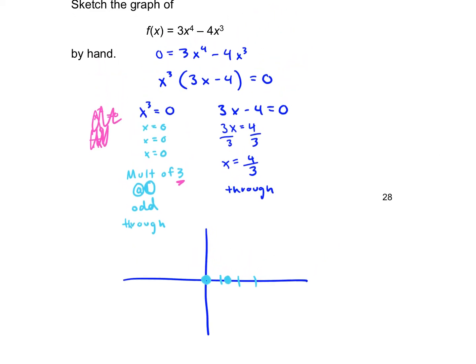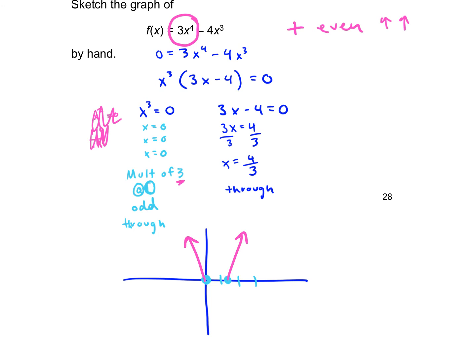We need to know what the end behavior of our graph is. So looking at this, is it positive or negative? Positive. And is it even or odd? My degree, it's even. So am I going to go in the same direction or opposite directions? Same direction. Up and up or down and down? Up and up. So I'm going to go up and up.